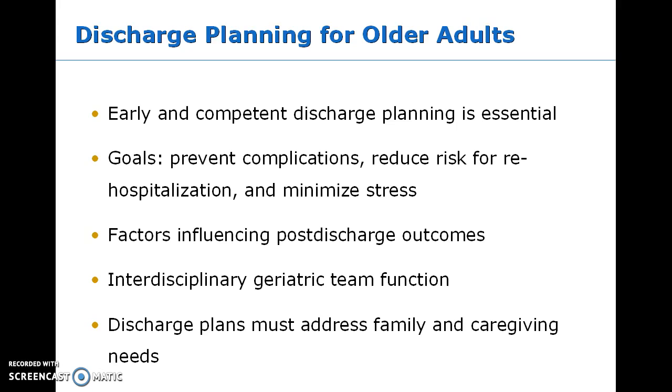As we come to an end, look at the discharge planning for older adults. Early and competent discharge planning is essential. Okay, remember, our goal is to prevent complications, reduce risk for hospitalization, and minimize stress. Look at the factors influencing post-discharge outcomes. Different things might have an effect on the discharge outcome. Look at your interdisciplinary geriatric team function, and discharge plans must address family and caregiver needs.